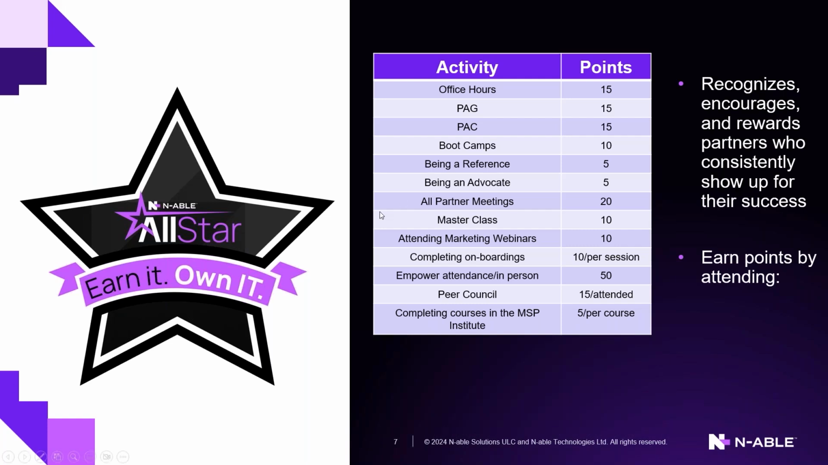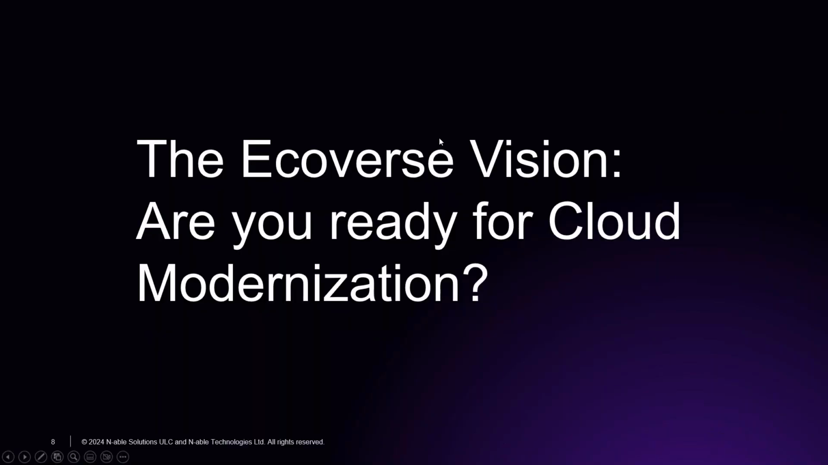Now, we're going to talk about a couple things that are important to understand when we start talking about hardening your N-central server or securing your N-central server. I'll use hardening and securing interchangeably. Enable is going through a modernization exercise, and that is really what we've termed, in terms of this vision, around Ecoverse.